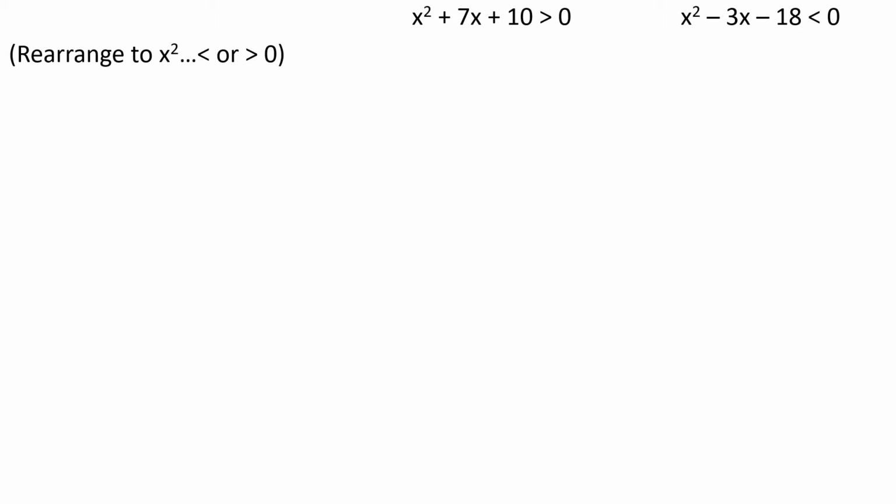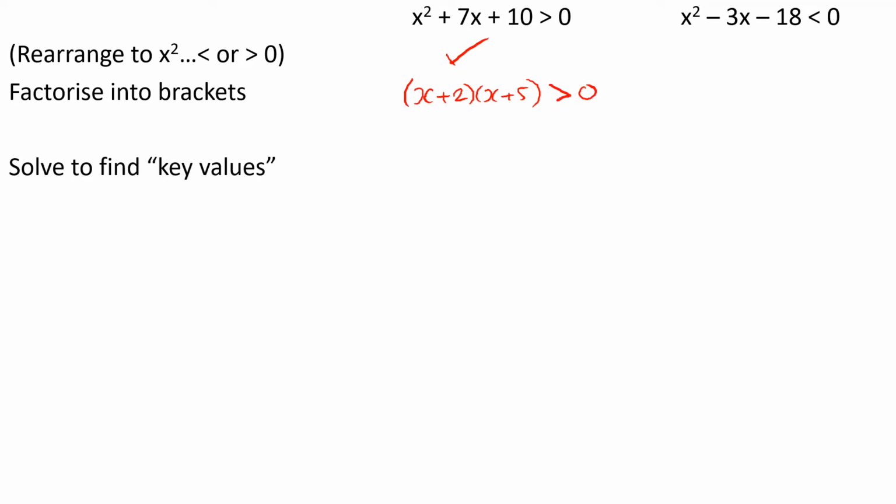First thing, we need to rearrange it to x squared on the left hand side and then the 0 on the other hand side. That's already been done, so there's nothing that needs changing there. Step 2, we need to factorize it into brackets. Okay, so this is a fairly simple factorizing. Again, look back at my video on factorizing if you forgot it. We need to multiply to 10 and add to 7, so those numbers are 2 and 5. So that's what that factorizes to. I'm going to keep the greater than 0 there because it should still be there.